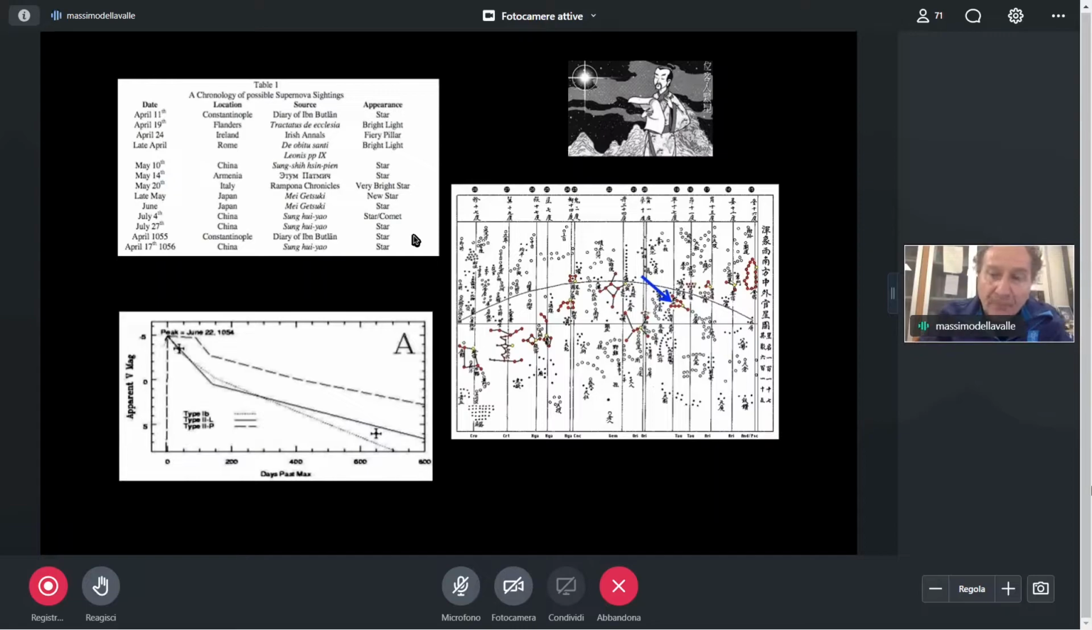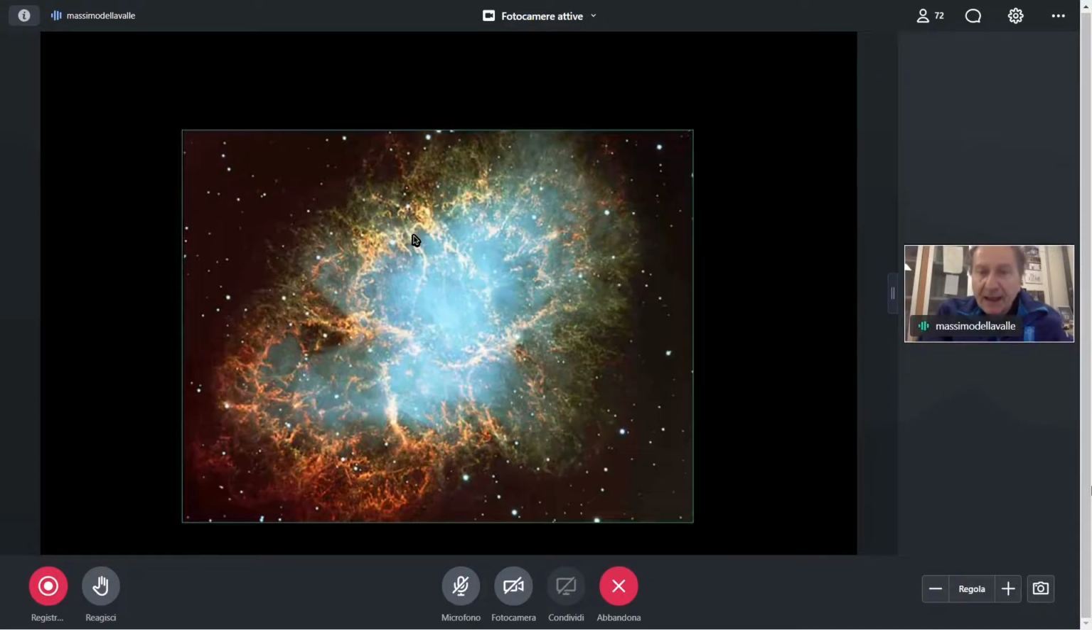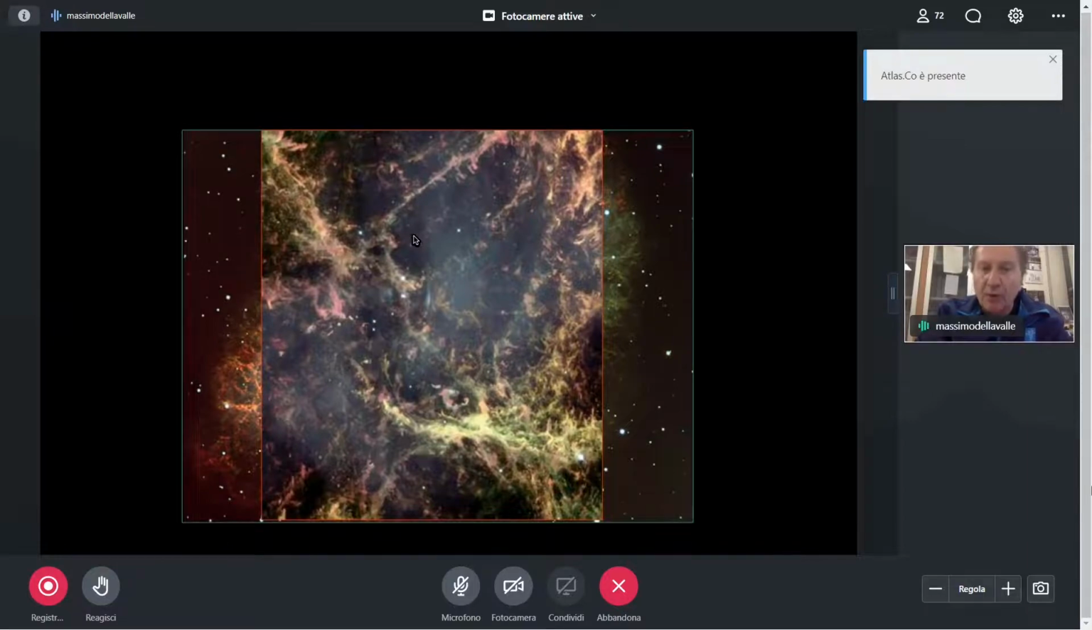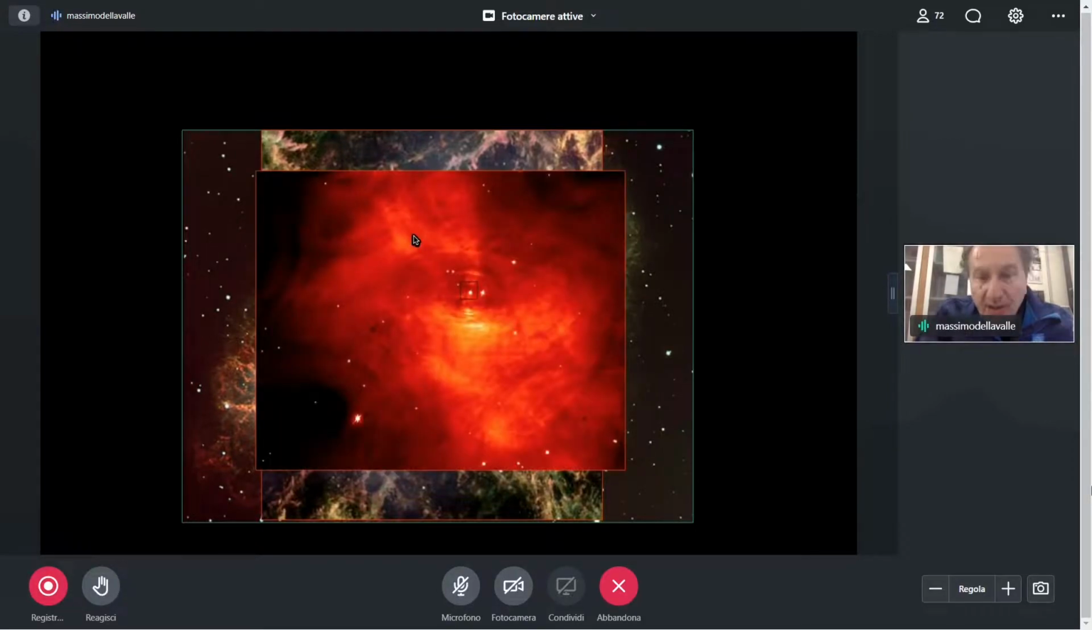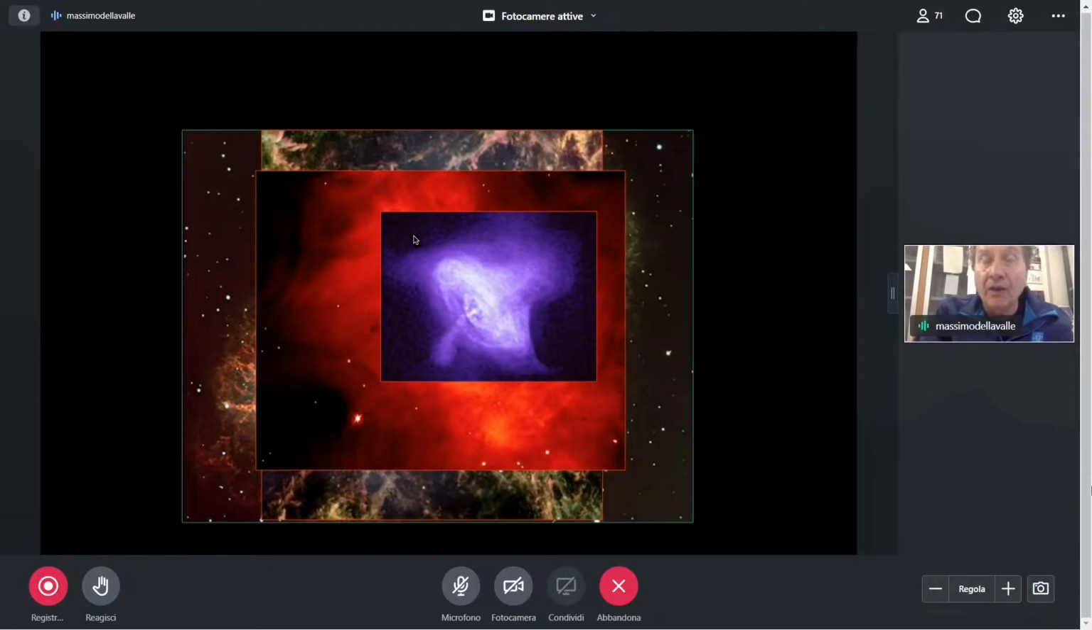And thanks to the observation of Chinese astronomers that were mentioned by Professor Ruffini this morning, we were able to track back and to observe the supernova remnant of the famous Crab Nebula. The supernova exploded in 1054, and with a multi-wavelength approach, now we were able to confirm the original idea and prediction of Baade and Zwicky by observing the pulsar associated with the Crab Nebula.